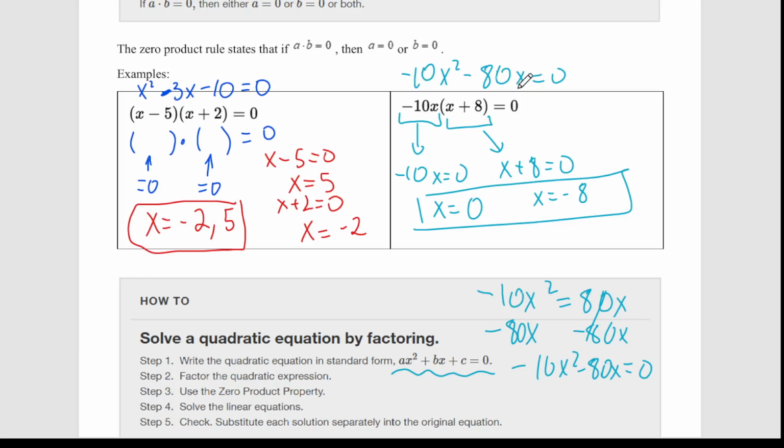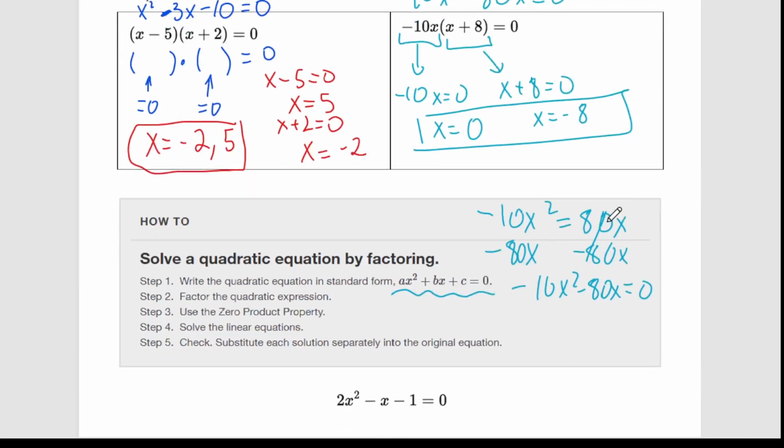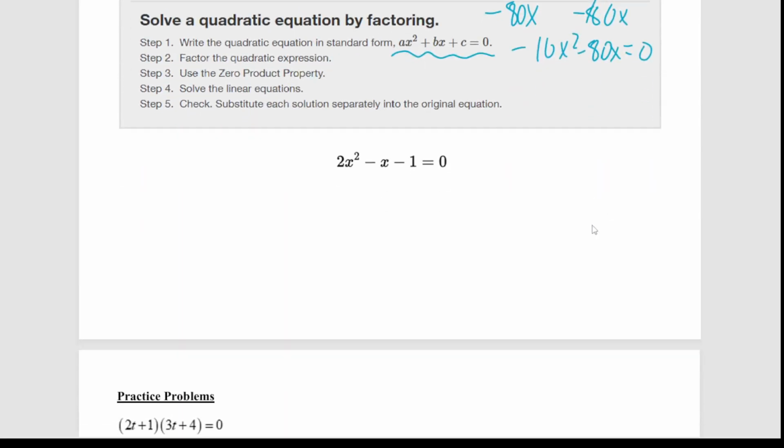So if I plugged 0 into the original, for example, I'd have 0 minus 0 is 0. Great. If I plugged negative 8 into the original, I would also find that I would have a 0 minus 0 situation, so I would be good to go. So let's check this next equation.